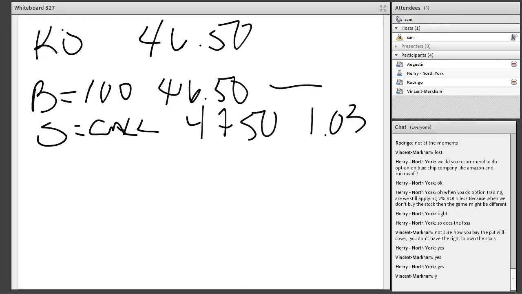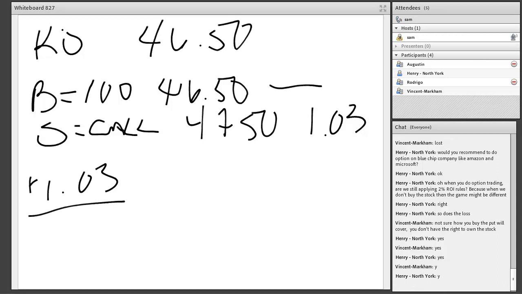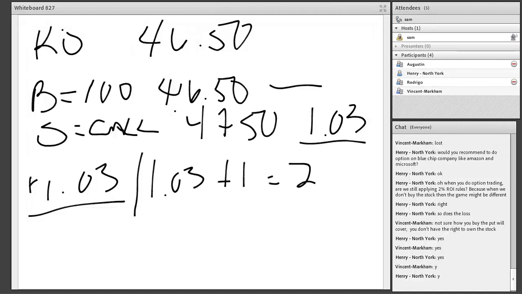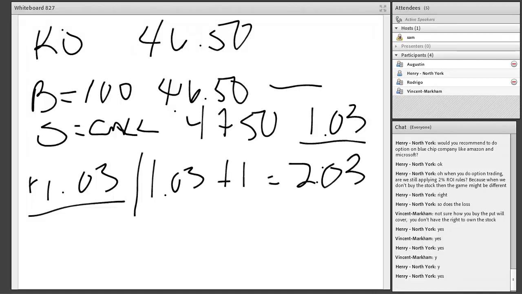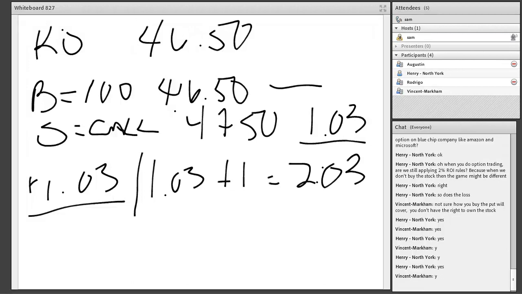So if the stock stays exactly at 46.50, what happens? We make $1.03. Everybody see that? Okay, if the stock stays exactly where it's at. Now, if the stock goes up to 47.50, we make $1.03 from the premium, plus we make around $1 from the stock going from 46.50 to 47.50, right? So we make $2.03. Everybody see that?